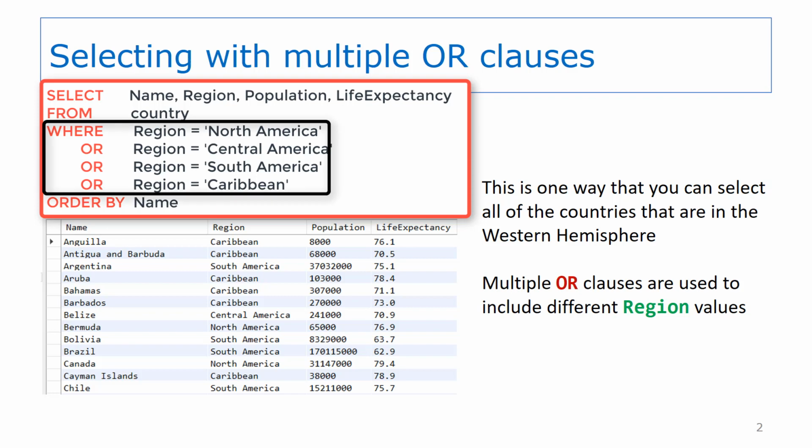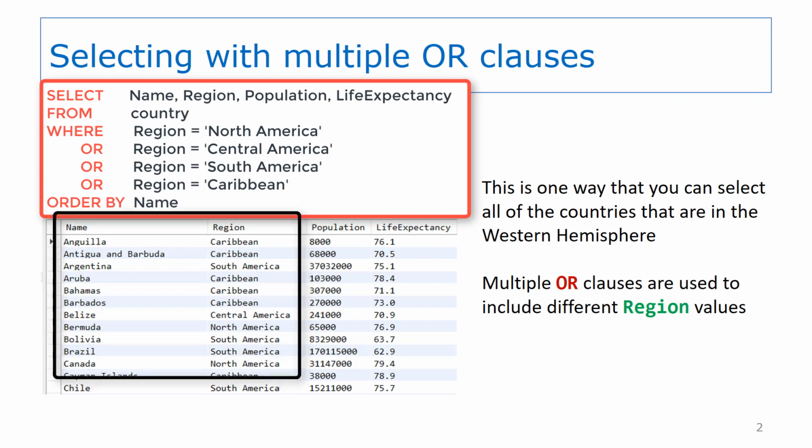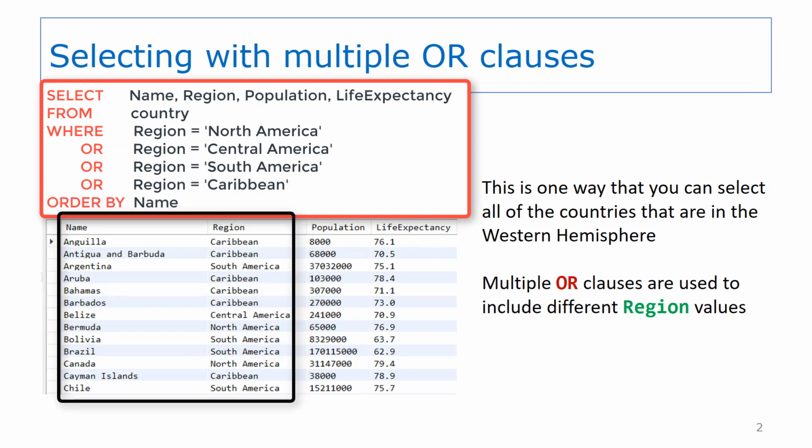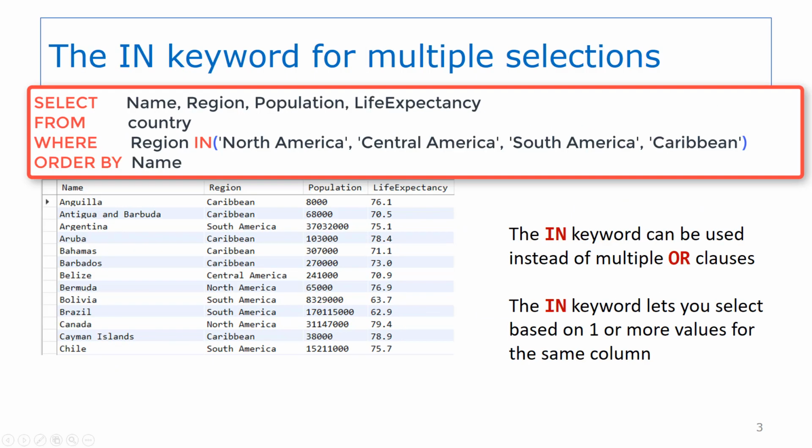Here we are selecting all of the countries that are in the Western Hemisphere. We are doing that by specifying a list of region names using several or clauses. There are more countries than can be shown on the slide. As you can see, we have some countries included from each of the four regions: North America, Central America, South America, and the Caribbean. And here we have the same selection.